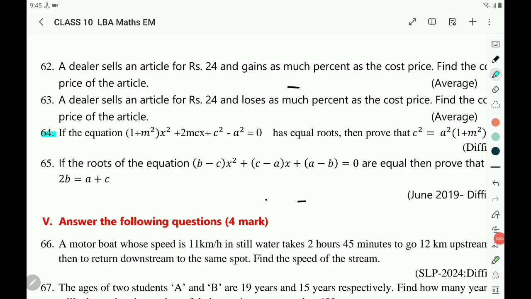Question number 64. If the equation (1 + m²)x² + 2mcx + c² − a² = 0 has equal roots, then prove that c² = a²(1 + m²). Let us prove it.